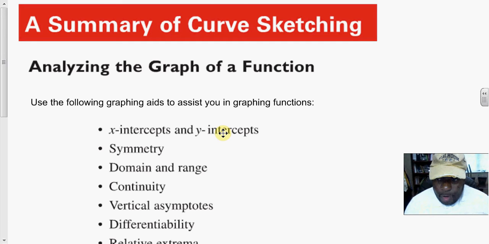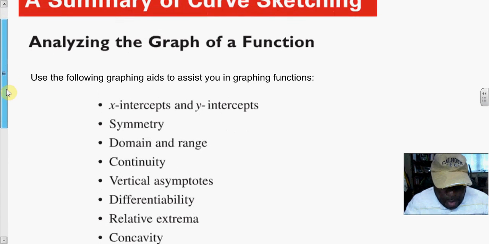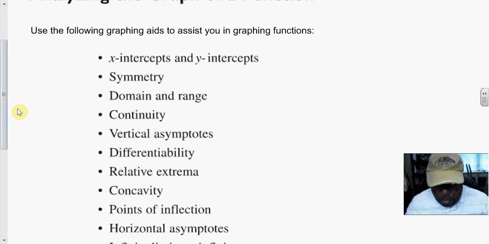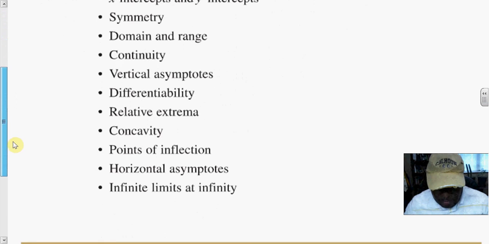A summary of curve sketching. We will combine all of your graphing techniques that you've learned from algebra and from calculus here into this discussion. And so you want to be able to recall how to find the x and y intercepts, domain, range if necessary, vertical asymptotes, horizontal asymptotes, relative maximum, relative minimums, concavity, points of inflection.